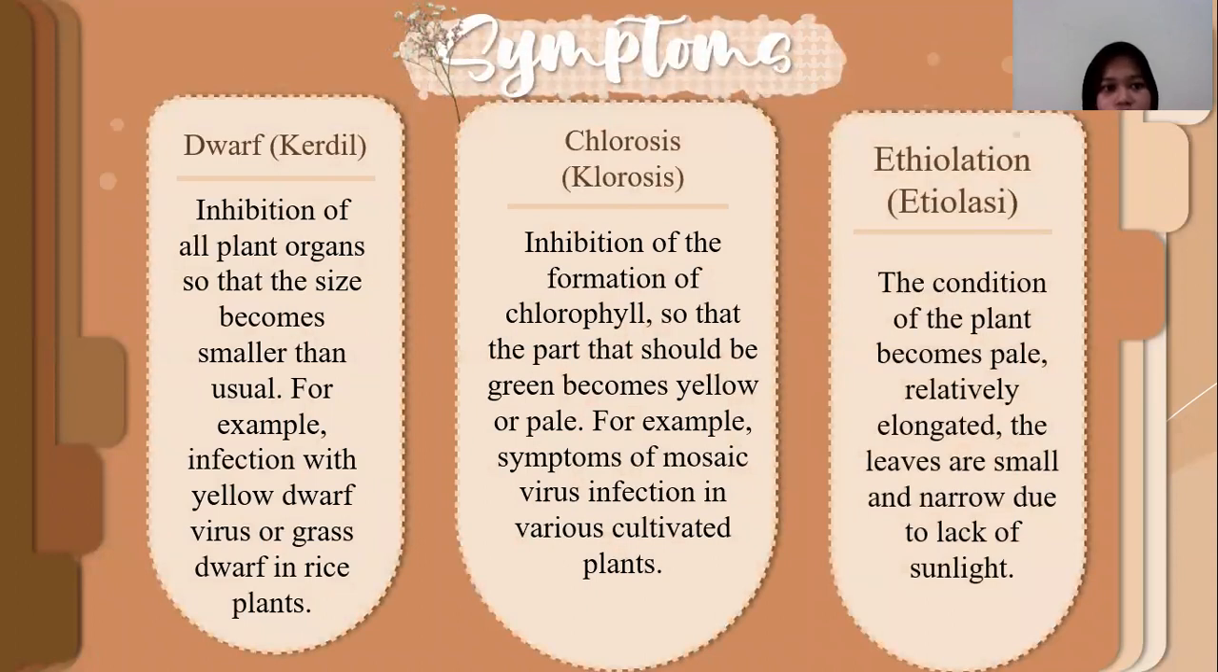Dwarf: inhibition of all plant organs so that the size becomes smaller than usual. For example, infection with yellow dwarf virus or grassy stunt in rice plants. Chlorosis: inhibition of the formation of chlorophyll so that the part that should be green becomes yellow or pale. For example, symptoms of mosaic virus infection in cultivated plants. Etiolation: the condition of the plant becomes pale and relatively elongated. The leaves are small and narrow due to lack of sunlight.